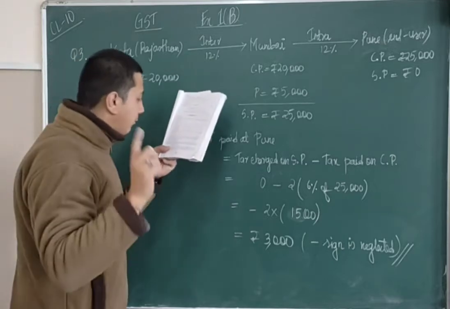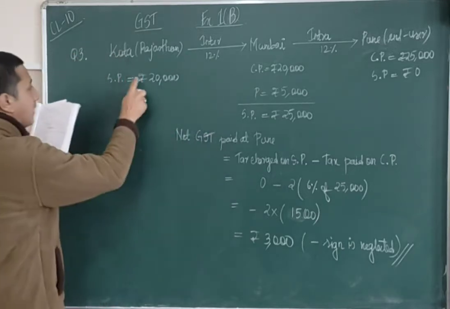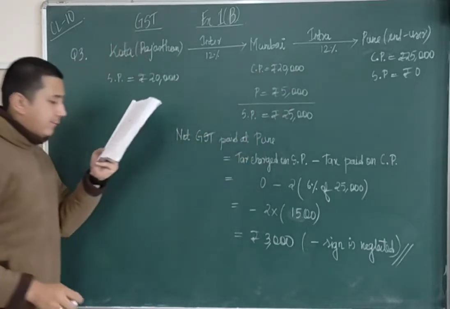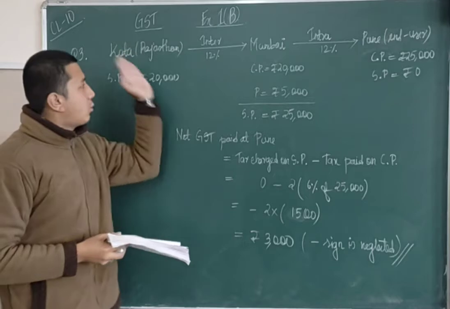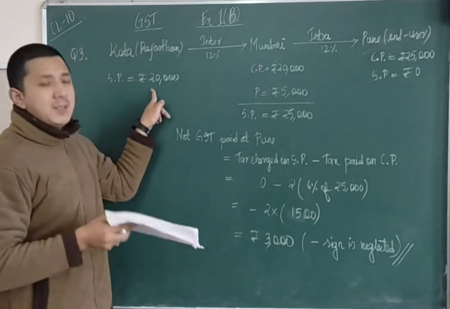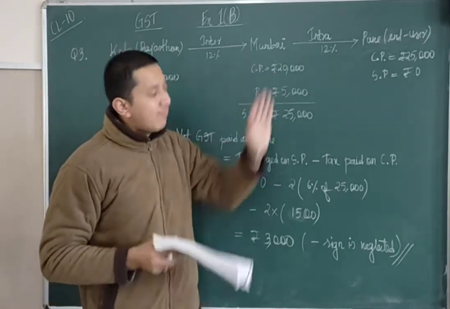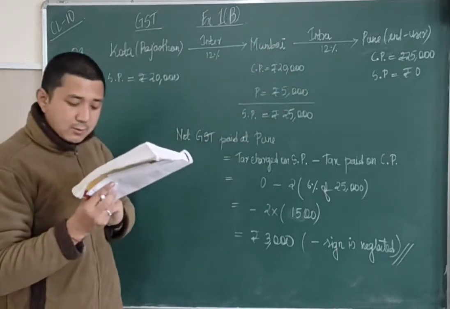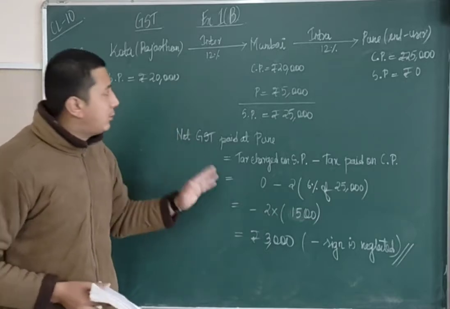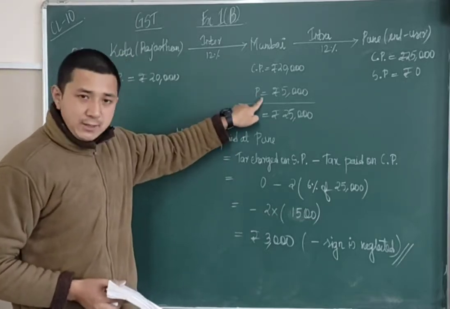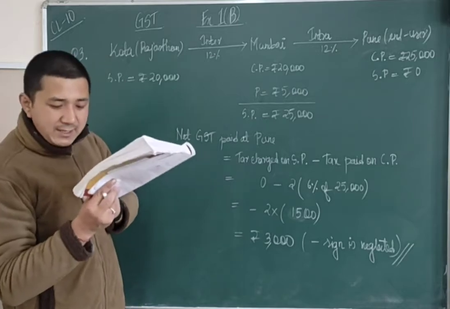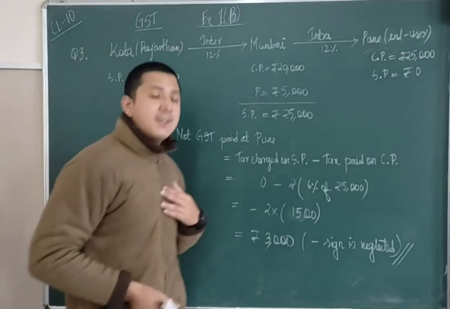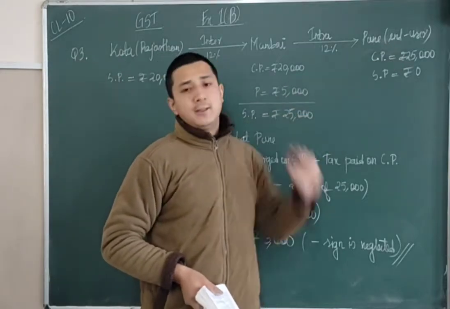Goods are sold from Kota to Mumbai for rupees 20,000 and then from Mumbai to Pune. If the rate of GST is 12%, and profit made at Pune is 5,000, find the net GST paid at Pune. This time we are asked to find the net GST paid at Pune. Am I clear or not?